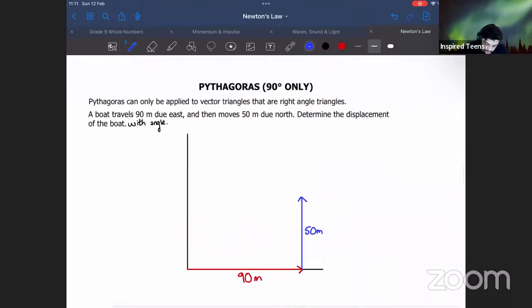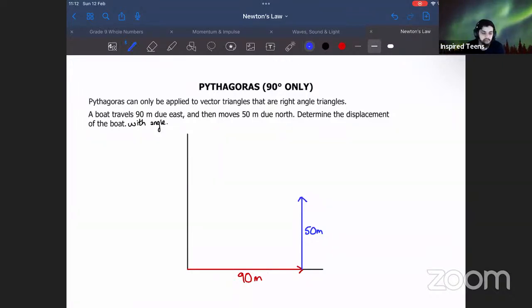Now, what is the question? Pythagoras can be applied to vector triangles that are at right angles. The boat travels 90 meters due east and then moves 50 meters due north. Determine the displacement of the boat.